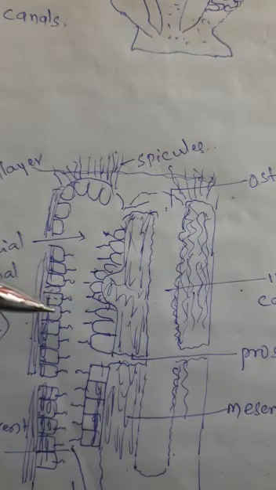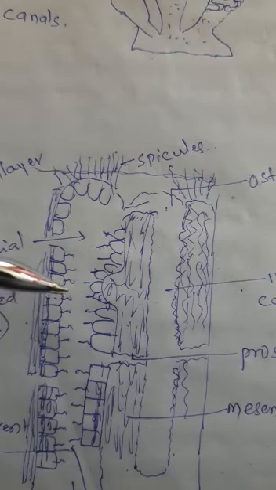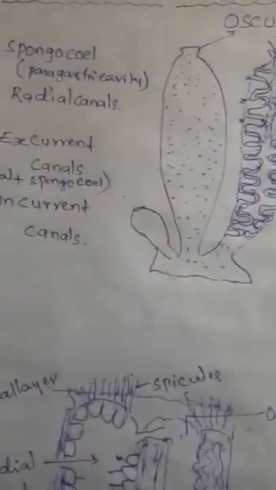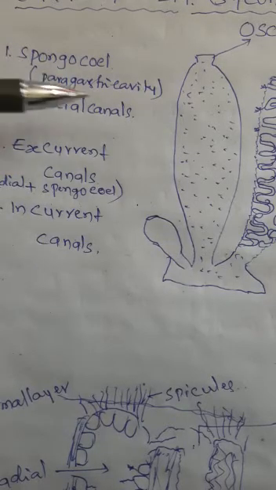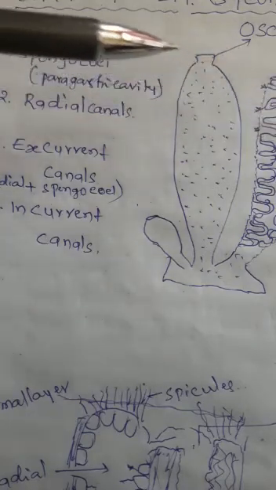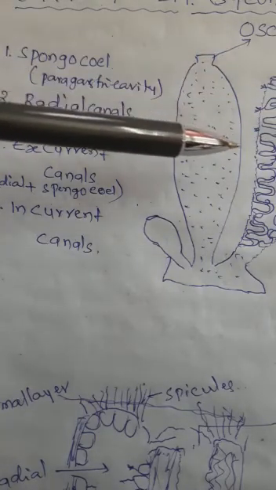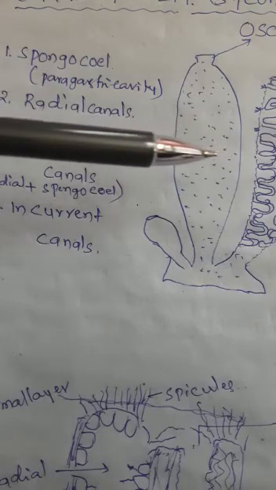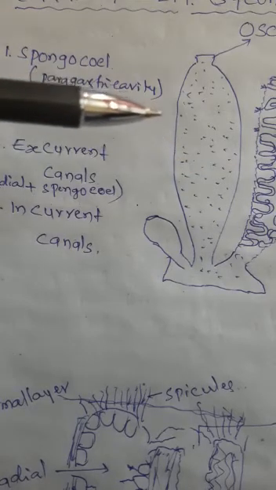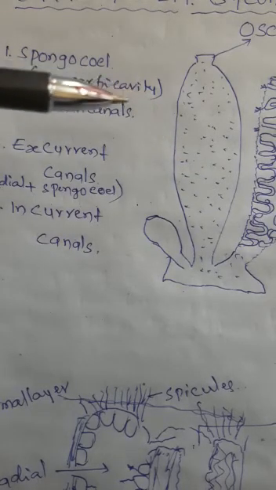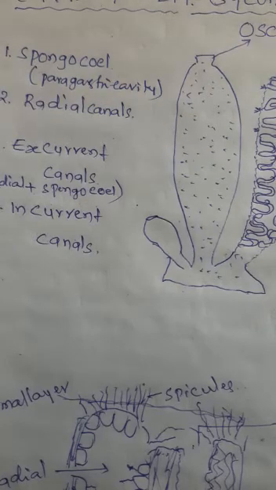The external canal, radial canal, incurrent canal and spongocoel, these four are very important. First, the spongocoel: water travels through the canal system into it. In longitudinal section it shows a special cavity, the paragastric cavity, which opens outside through the osculum.